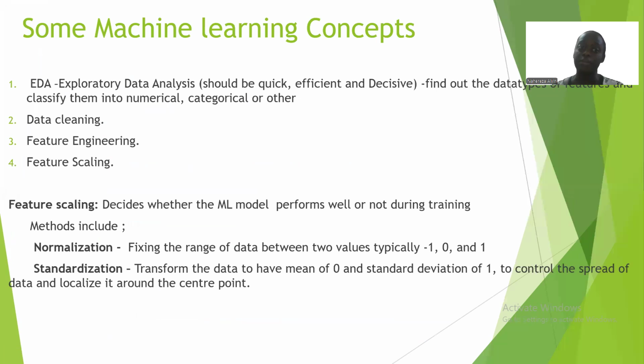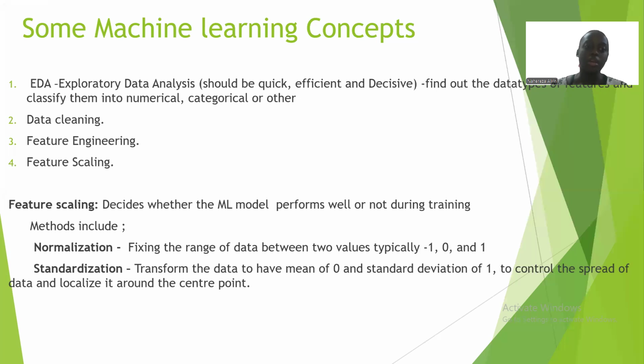So moving on, some machine learning concepts we can talk about. We have EDA, exploratory data analysis. It should be quick and efficient. You have to make decisions real fast. You don't need to take a lot of time when you're doing EDA. Here you're just trying to find out the data types and the features. You want to classify them. Are they numerical? Are they categorical? Such kind of things. We have data cleaning, we'll talk about that. Feature engineering. Here, you're just looking at the features to see which ones are necessary. The other features are not going to be useful for the machine learning model.